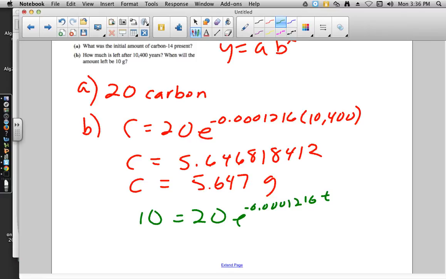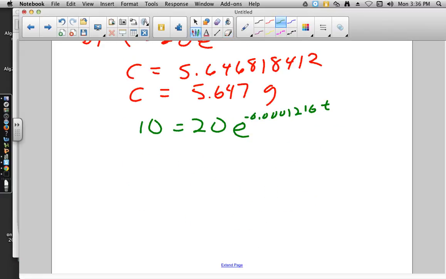So we're going backwards here to figure out what t is. With this one, you could just use your graphing calculator and do y sub 1 as 20 times e to the negative 0.0001216t. On the calculator it'll be x. And then y sub 2 is 10. But here's another one where I just think it's so much faster and easier just to do it by hand.